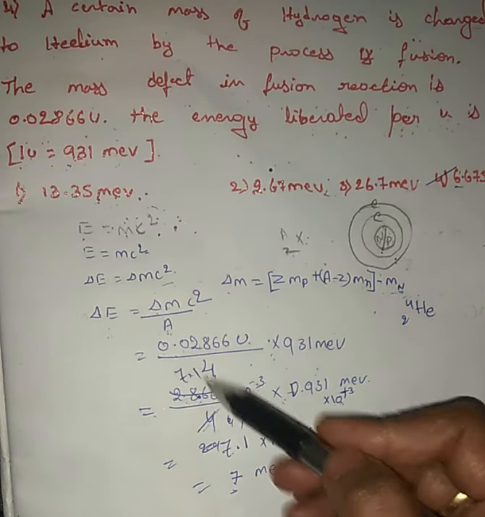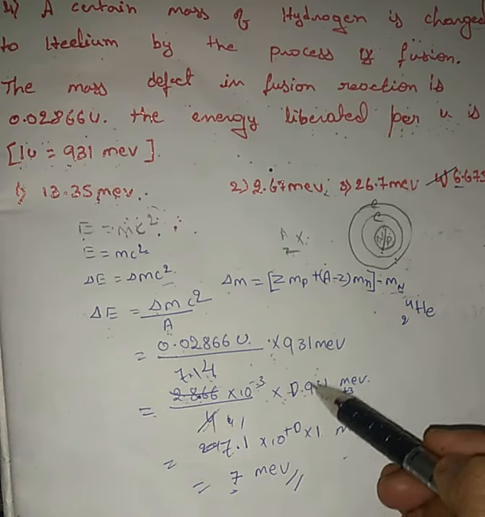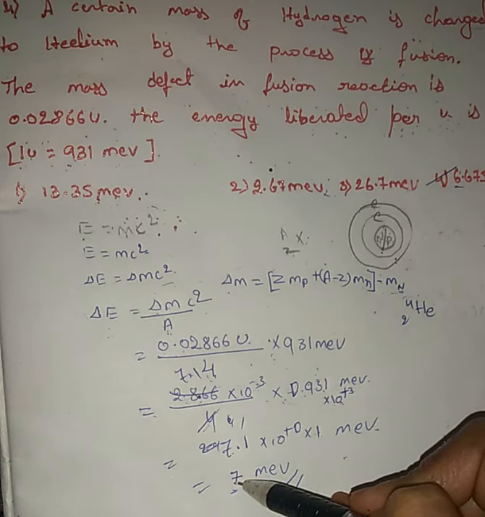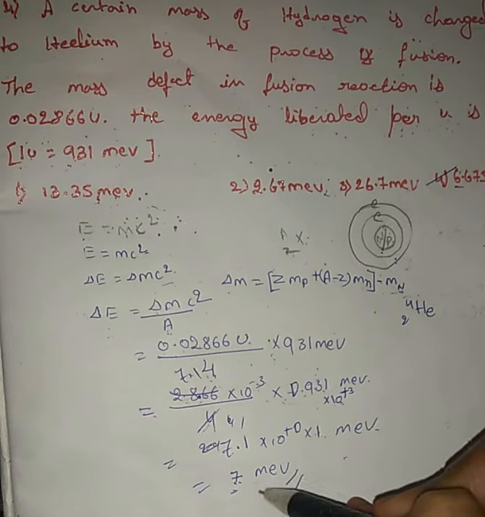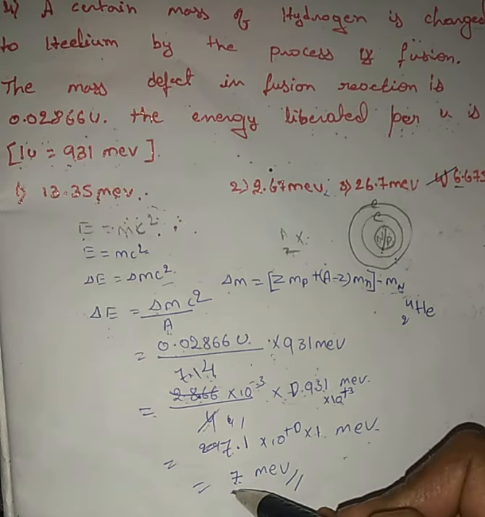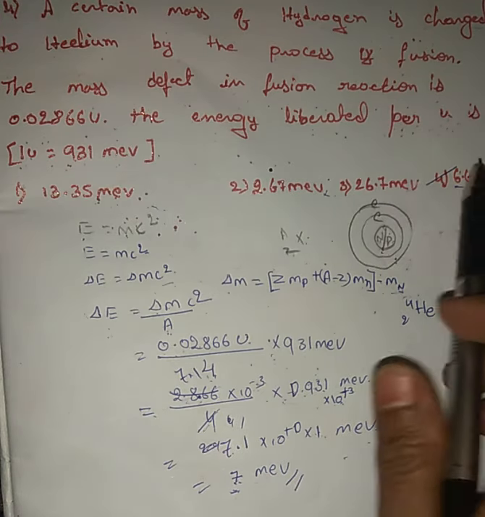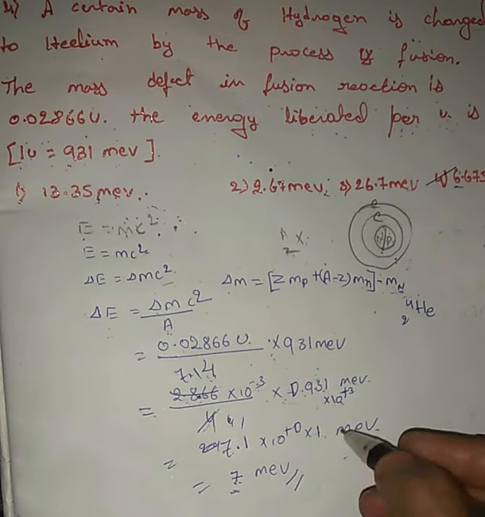So 7.1 into 0.931, whose round figure is 1. I simplify that as 1 into 7, nearly equal to 7. The exact decimal value would be 6 point something, but generally rounding makes it easier to find the answer. So the fourth option is the right answer. Got it?